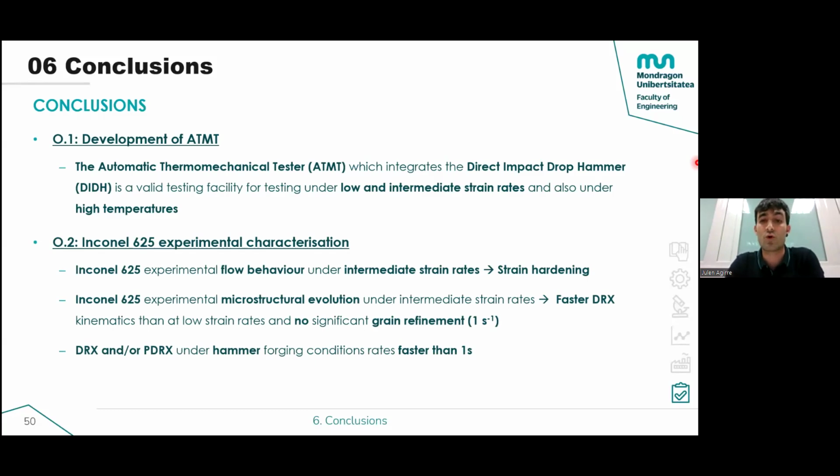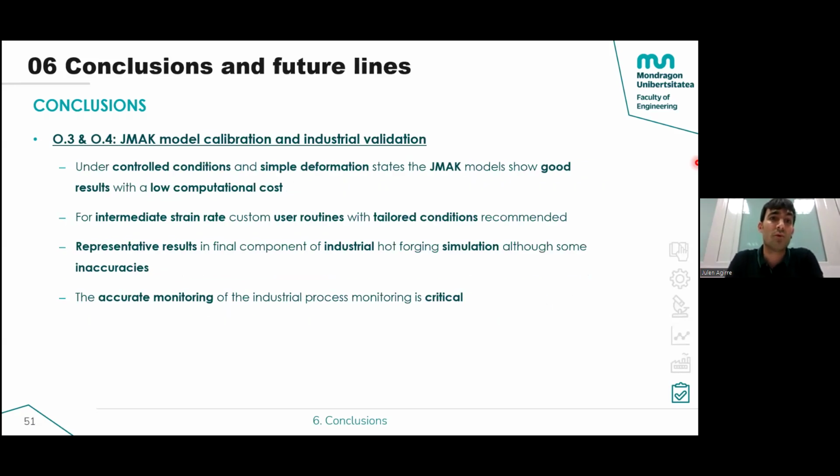And what's really interesting, we observed that recrystallization occurs in less than 1 second. Taking into account that it's a really fast process, we were able to quench the samples really fast, before 1 second, and we observed already dynamic recrystallization. Regarding the JMAK models, we observed that under controlled conditions, simple deformation, they are good, but at intermediate strain rates and complex processes, more complex or tailored models are recommended.